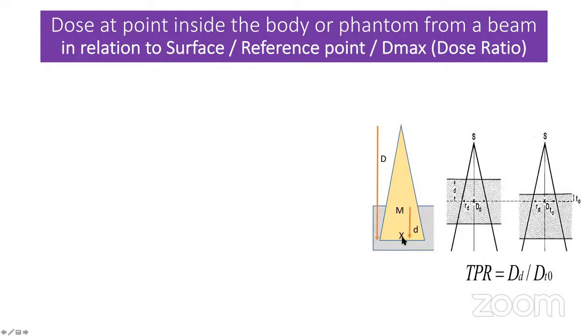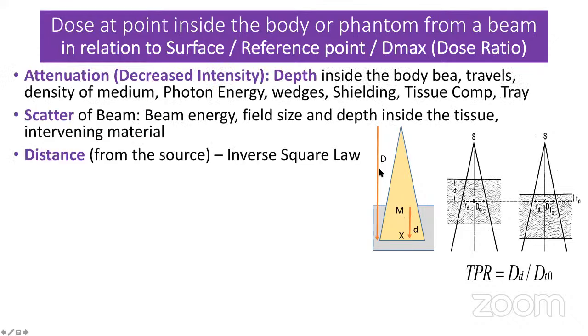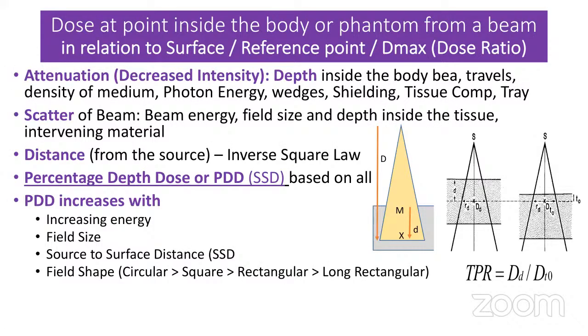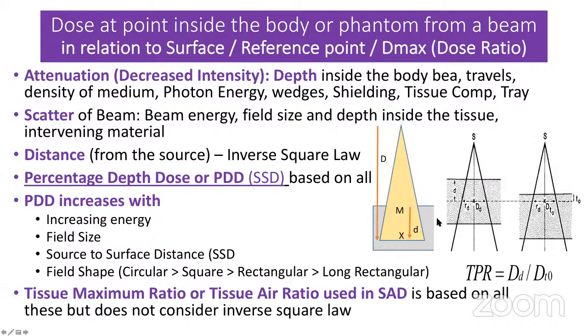Like so, this point inside the body could be X. This is where you want to know what will be the dose here, and then the dose at the reference point. So this big D is the distance from the source at this point. X is the point where you want to see, and M is the maximum dose within the body, which is at the Dmax, and this small d is the distance between these. So this depends upon various things.